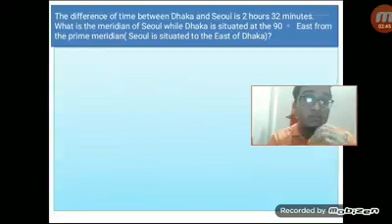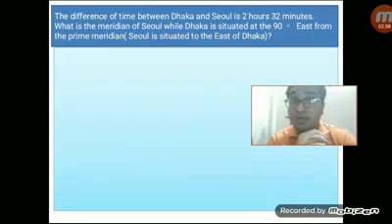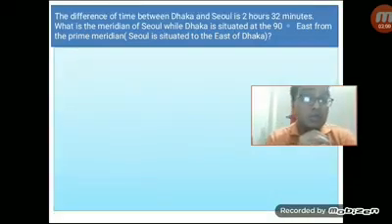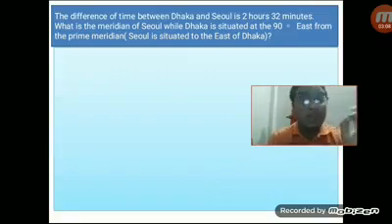At first I am going to read out this problem. The difference of time between Dhaka and Seoul is 2 hours 32 minutes. What is the meridian of Seoul while Dhaka is situated at 90° east from the prime meridian? Seoul is situated to the east of Dhaka. So this mathematical problem demands that we find out the longitude of Seoul.